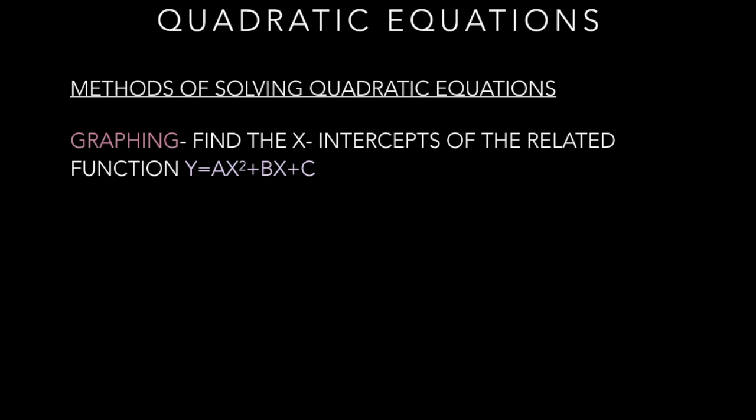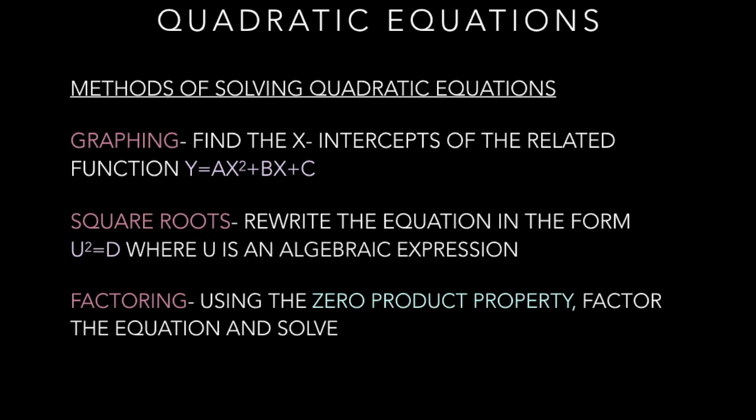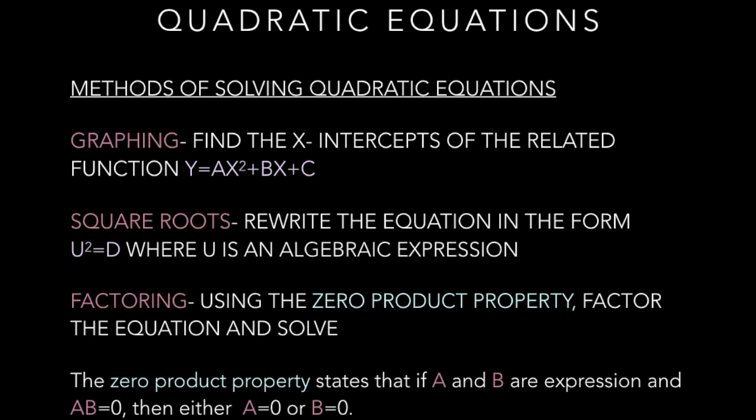You can solve them by graphing, by finding the x-intercepts of the related function y equals ax squared plus bx plus c. You can solve them by using square roots and rewriting the equation in the form u squared equals d, where u is an algebraic expression. You can also solve them by factoring, or using the zero product property and factoring the equation to solve. The zero product property says that if a and b are expressions and a times b equals 0, then either a equals 0 or b equals 0.